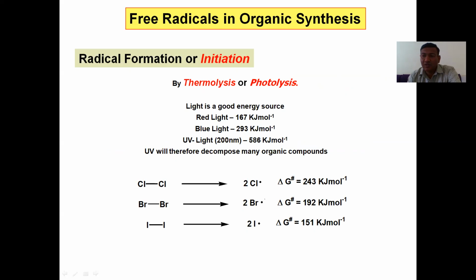So radical formation, or we can say the initiation reaction. There are two methods: one is thermolysis, another is photolysis. If you remember, thermolysis we used to show like this, and photolysis we used to show with quanta of energy. These two terms we have already learned in the pericyclic reactions. Light is a good energy source, which is photolysis.